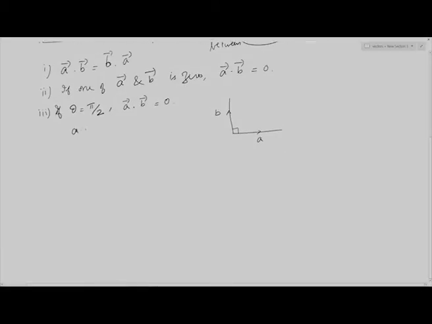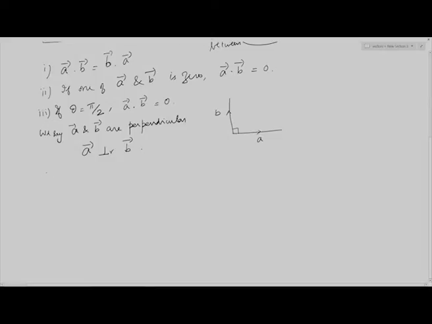So, in this case A and B are perpendicular. Let me, in short, write A is perpendicular to B vector.